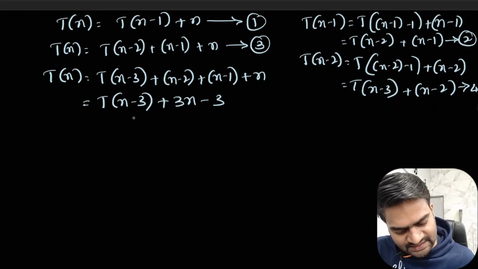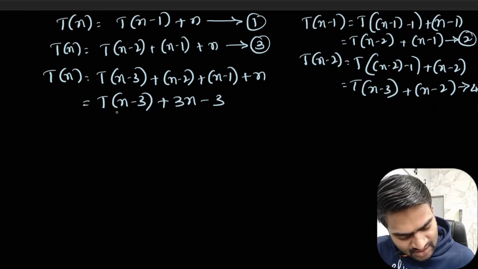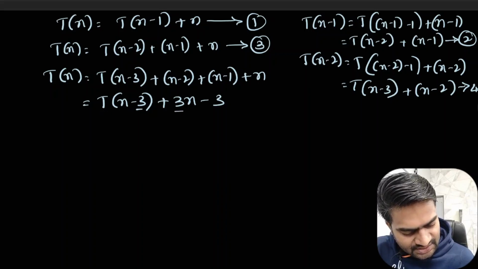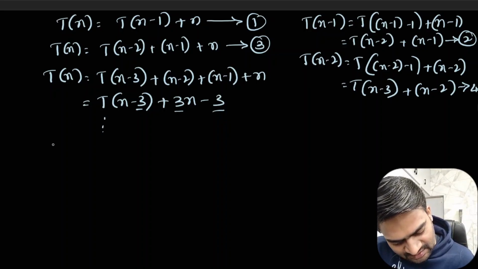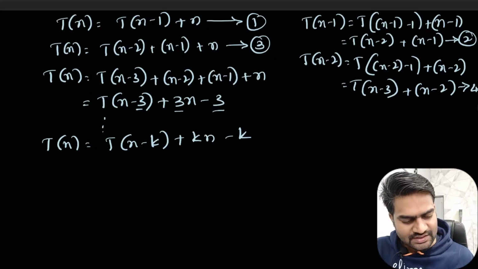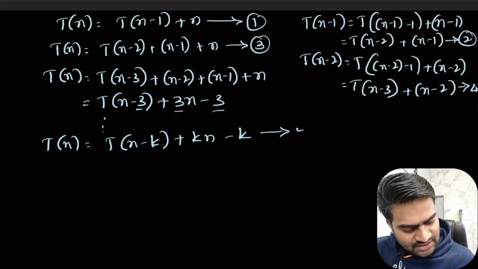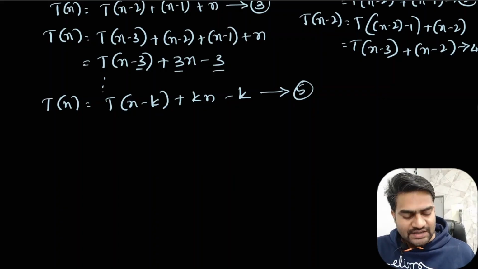Now if we try to generalize this, how can we generalize? Wherever we have this value 3, so now this is the third iteration, maybe we have k iterations, so it becomes T(n) = T(n-k) + kn - k. This is our fifth equation. So this is the generalized equation.